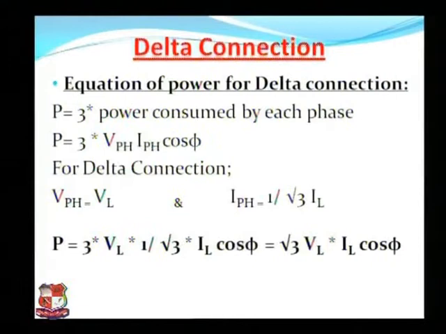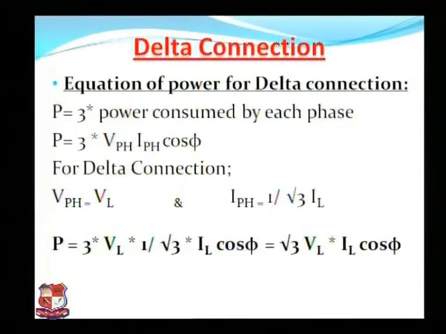Again in a delta connection, the equation for the power is the same as for the star connection: P equals 3 into the power consumed by each phase. So P equals 3 into VPH IPH cos phi. Now VPH equals VL in a delta connection, but VPH equals 1 by root 3 into VL in a star connection. So now substitute the values of VPH and IPH from the equations.